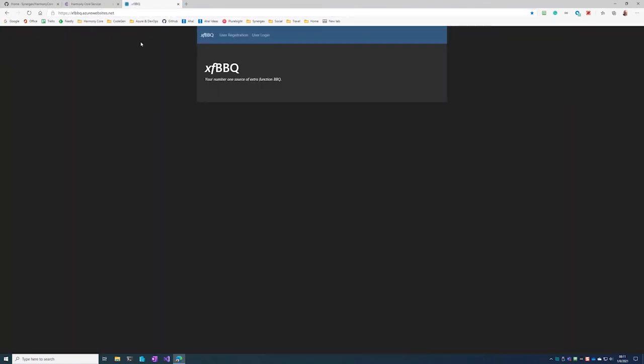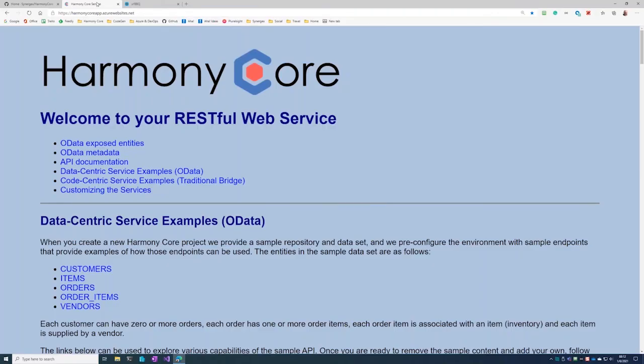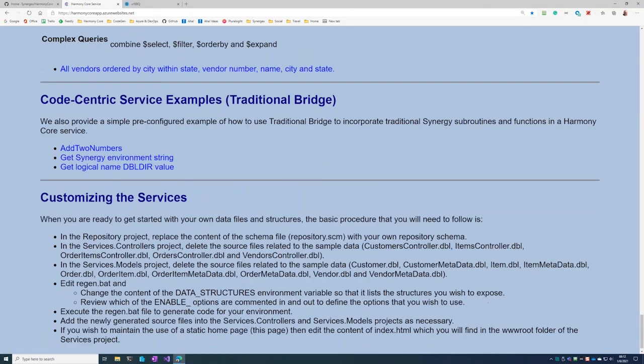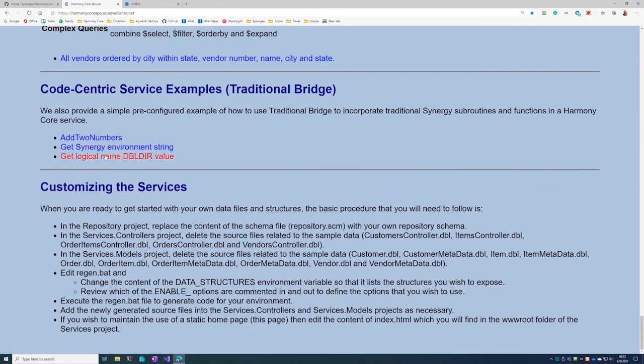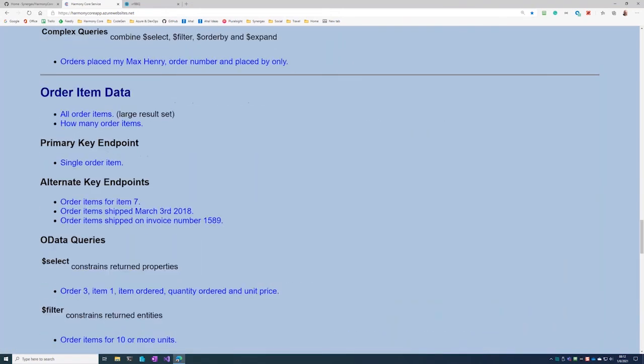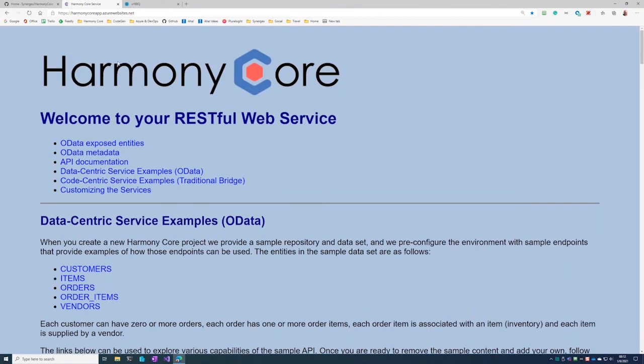So the knock-on effect for Harmony Core is that both the Harmony Core demo site, harmonycoreapp.azurewebsites.net, and the xfBBQ demo site both had to basically move yesterday. In fact, I had to destroy them and recreate them. The Harmony Core one, I believe, is back. The one thing that's never worked in here is the traditional bridge examples at the bottom. I'm trying to get those working right now. They're not working right at this minute, but they will be soon. Other than that, I believe everything else is working again.